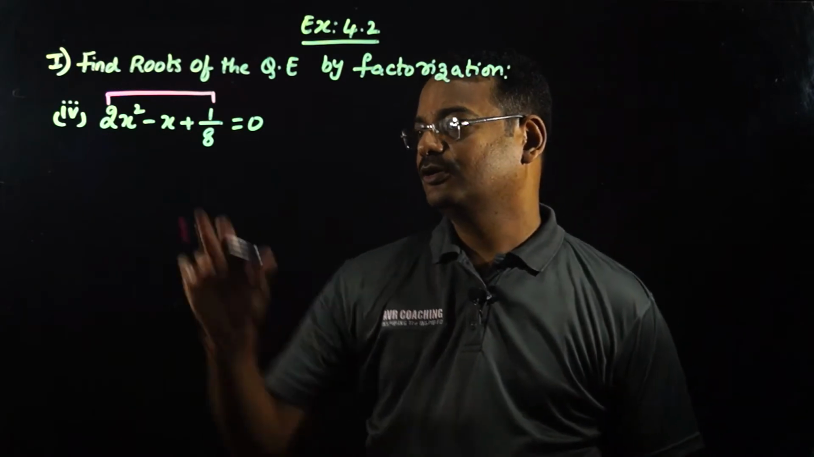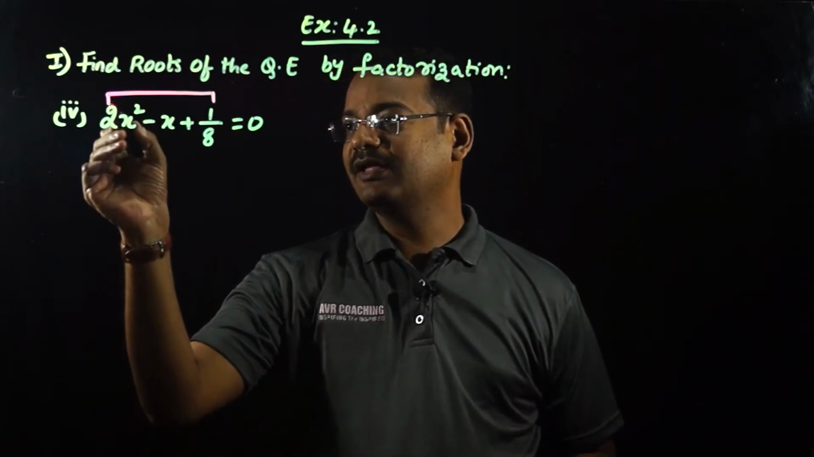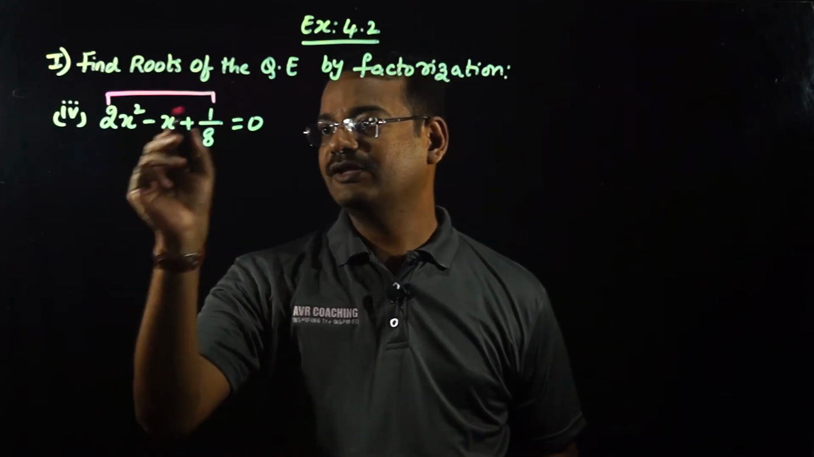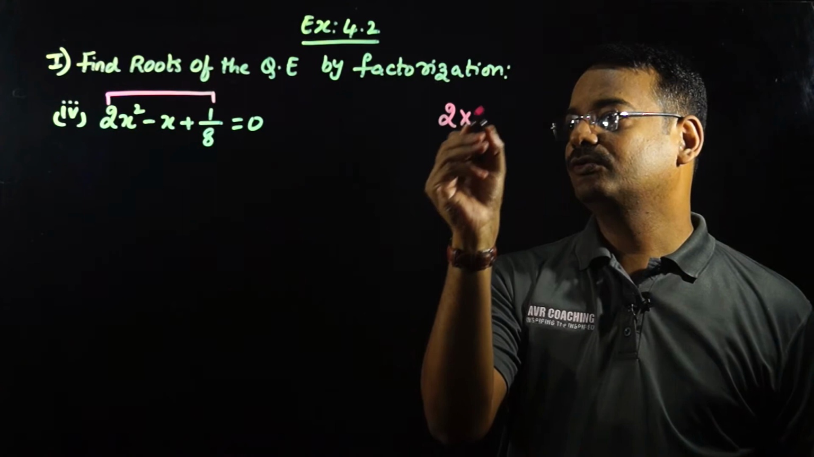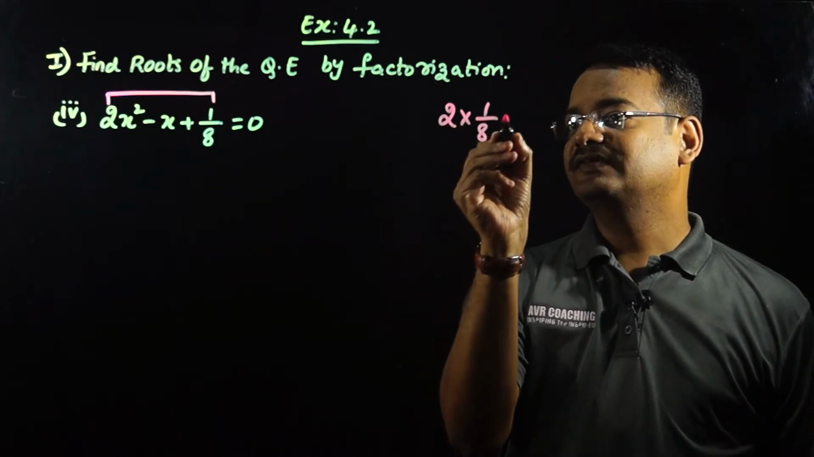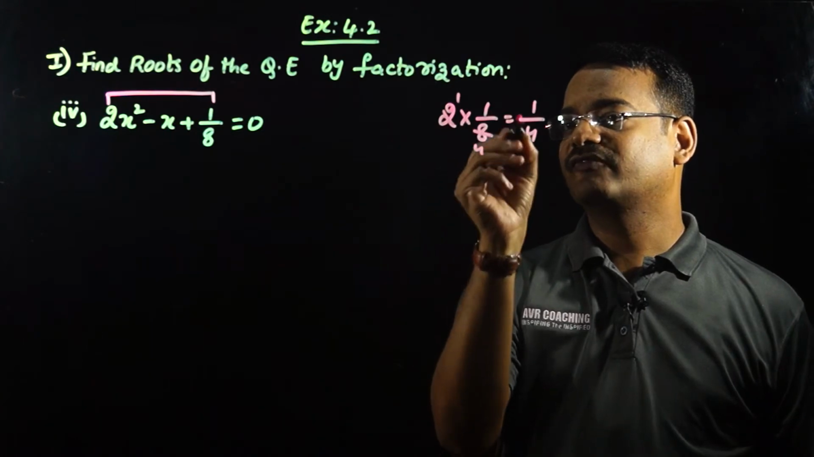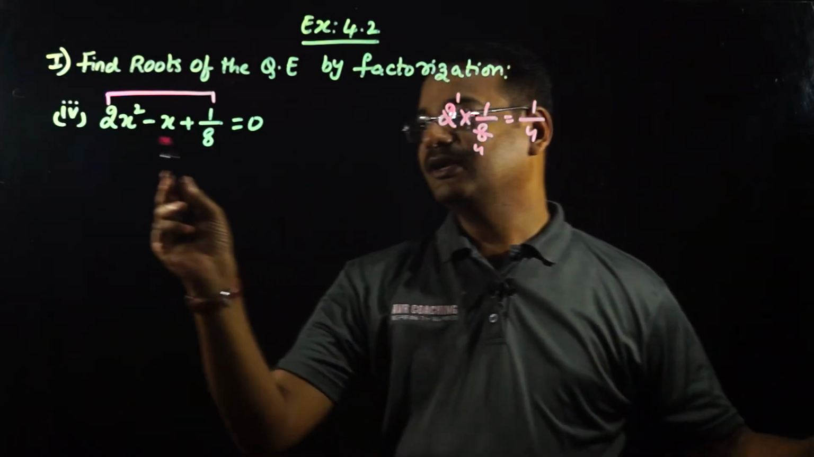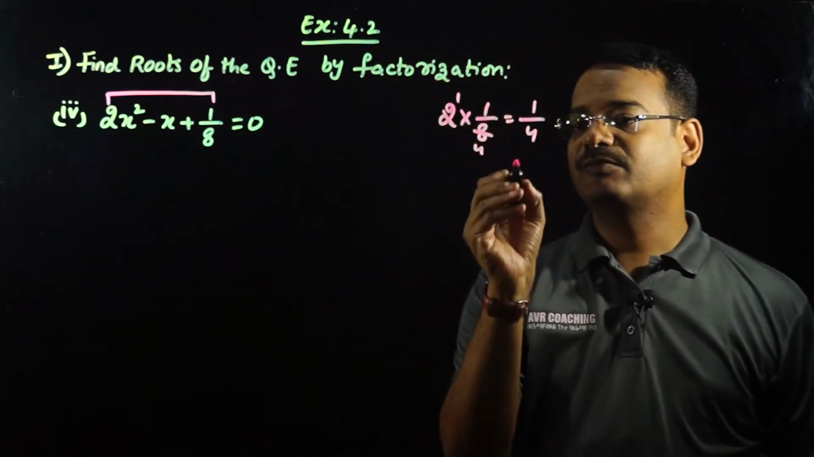So fourth bit, 2x square minus x plus 1 by 8. So the first step, we'll multiply the coefficient of x square and the constant. So we'll get 2 into 1 by 8 is equal to 1 by 4. That is 2 ones are 2, 2 fours are 1 by 4. So we are multiplying it with their signs. So this is plus into plus is plus 1 by 4.